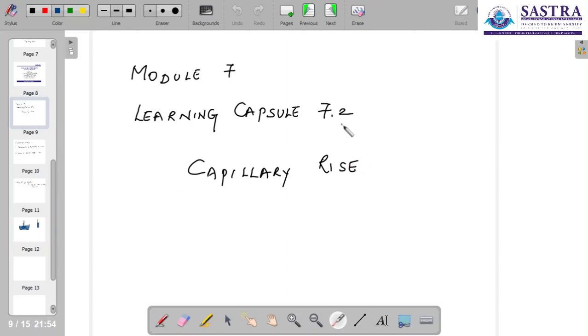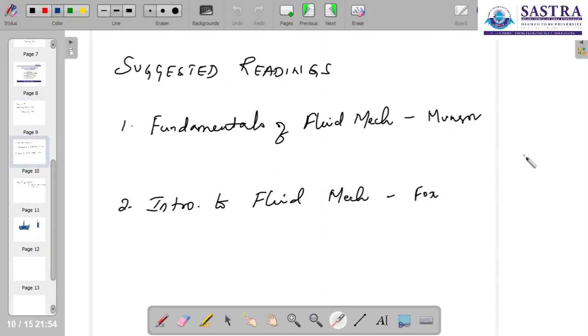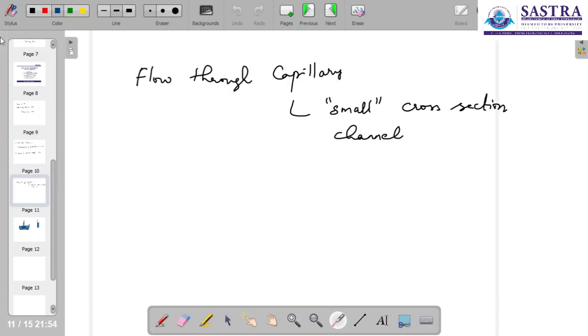This is the second learning capsule of module 7, where we are going to see capillary rise. The suggested reading is the book by Munson and Fox on fluid mechanics, a very standard textbook. What we have seen in learning capsule 1 is that there is a possibility of a flow through a capillary which does not require a pump, but a fluid motion can still be induced in such small section channels. What I mean by capillary is small cross section channels.